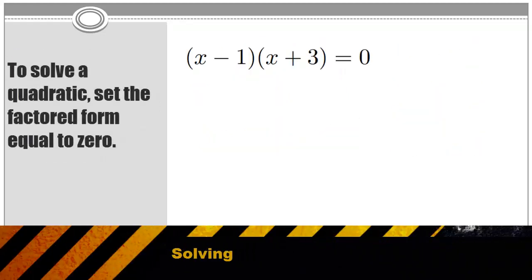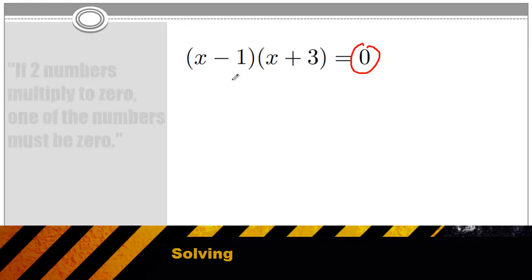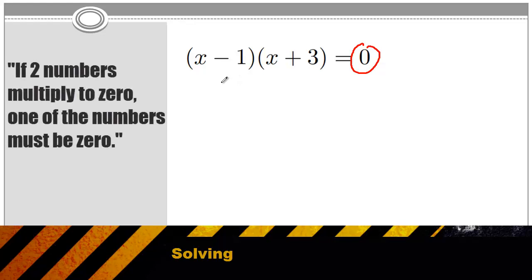To solve a quadratic expression, you can take the factored form and set it equal to 0. When you have two numbers that you're multiplying and they equal 0, the only way that's possible is if one of the numbers is 0. So in this case, we know that one of the parentheses, either the x minus 1 or the x plus 3, has to be 0. So you could say x minus 1 is equal to 0, or x plus 3 is equal to 0.